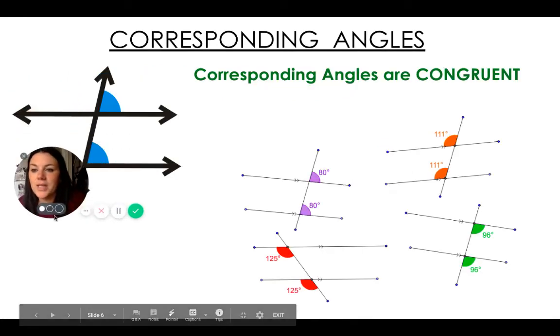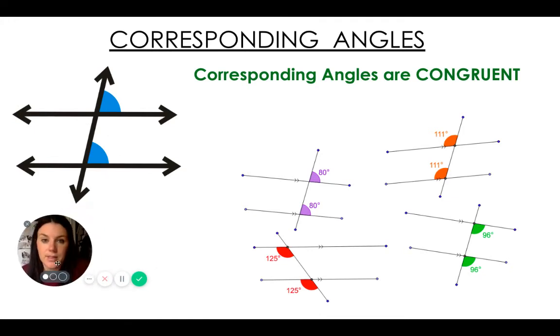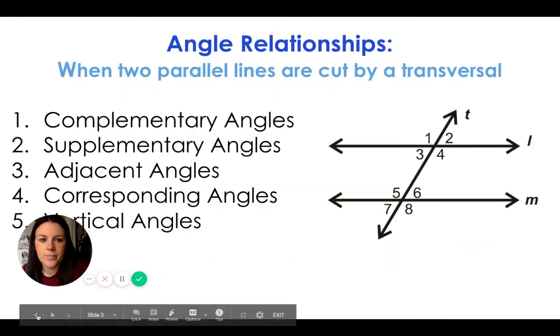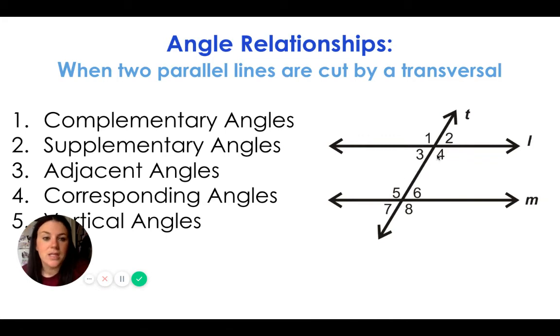Okay, so here we have corresponding angles. Corresponding angles are congruent. The word congruent is like the word equivalent. It means the same thing. So here, when I have my parallel lines cut by a transversal, see how we have 4 angles up top and then 4 angles down at the bottom? These 4 angles at the top are the same as these 4 angles down at the bottom.